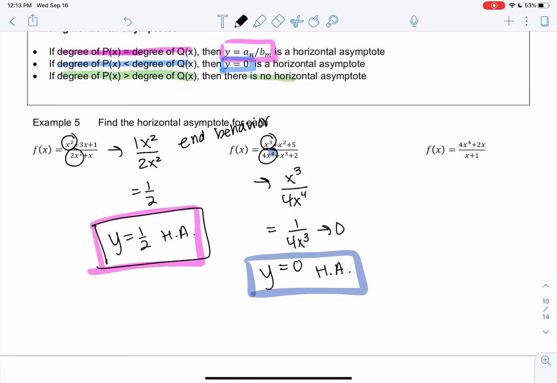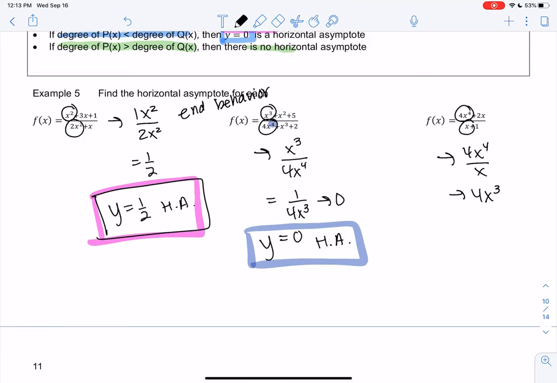And so then the last one, leading terms would be 4x cubed, 4x to the fourth over x, which is 4x cubed. So this would actually behave like 4x cubed, which means there's no horizontal asymptote because it goes to infinity, it gets big. But it also tells us that it has this end behavior back from polynomials.